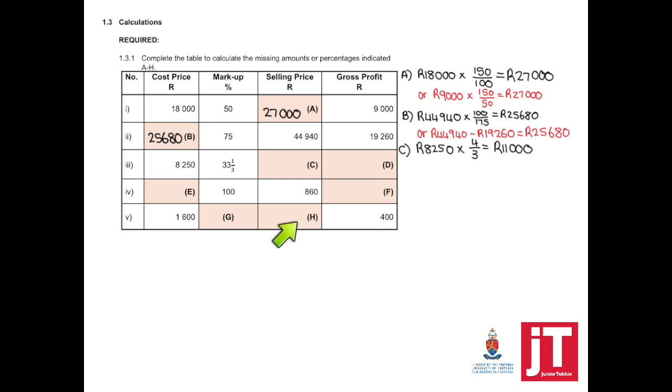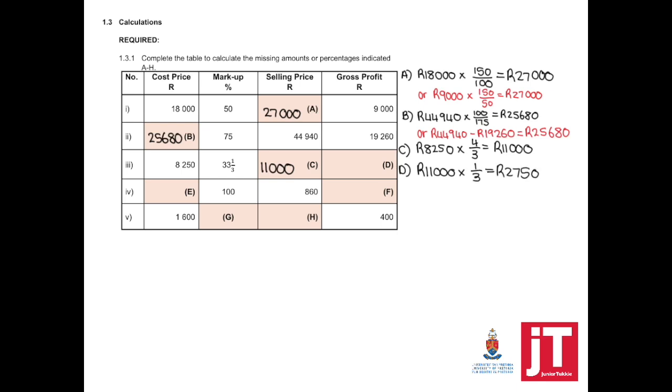Number C, we have to calculate the selling price: use the cost times 4 divided by 3. That equals 11,000. Alternatively, you could have said 1 divided by 3 equals 33.333 recurring. So if I want to calculate the selling price, take the cost times 133.3 recurring divided by 100. If you get a decimal, you just need to round it off.